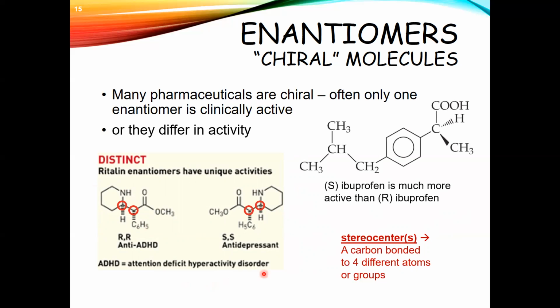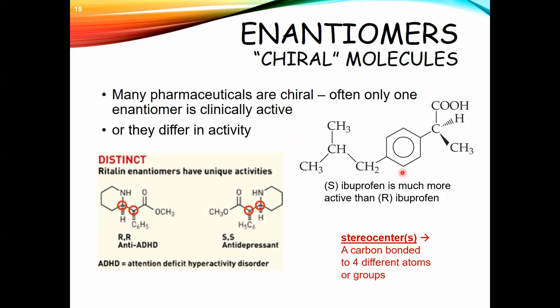I'll give you another example here, ibuprofen. Ibuprofen is actually a unique one where both enantiomers serve similar functions, but one enantiomer, the S-ibuprofen, is much more active than the R form. So if you take the R form, you don't notice much. If you take just the S form, you'll notice significant pain reduction.